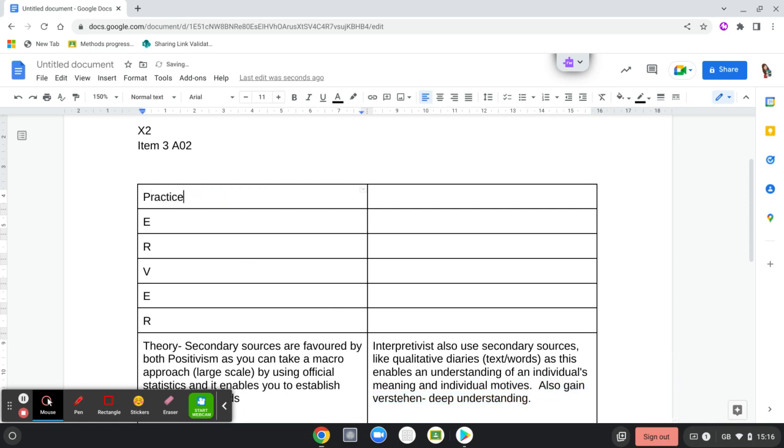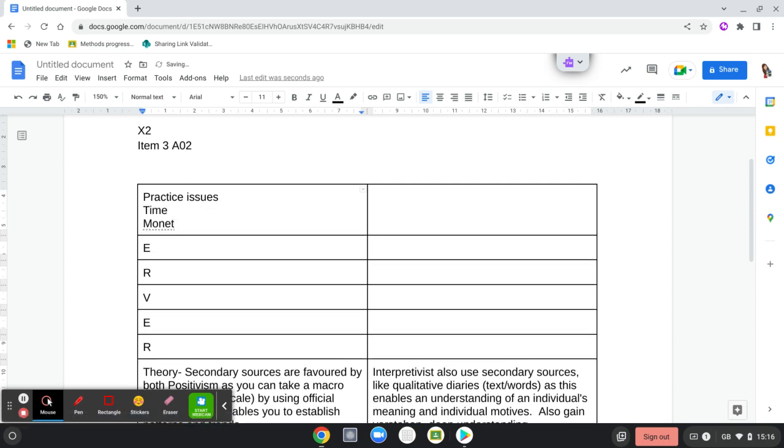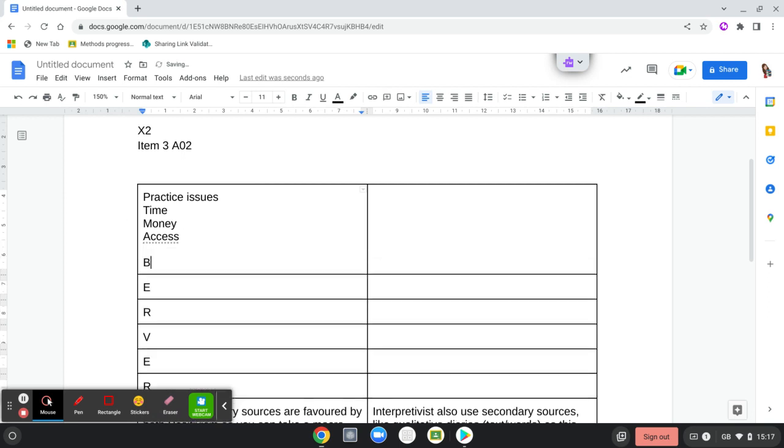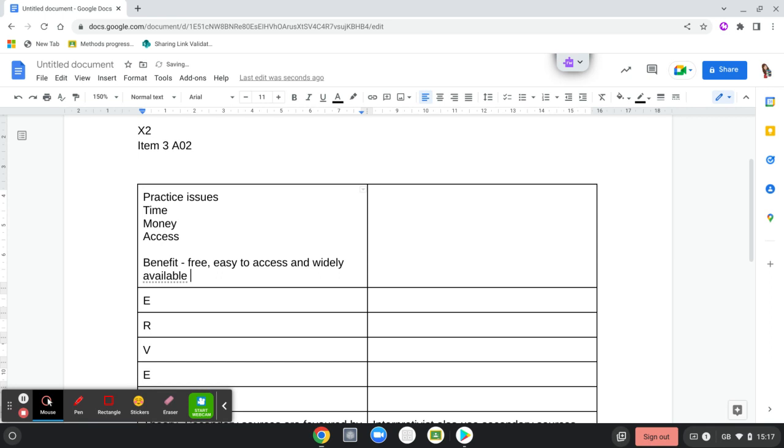Practical issues. So here's time, money, access. Secondary sources have the benefit of being free, easy to access, and widely available.